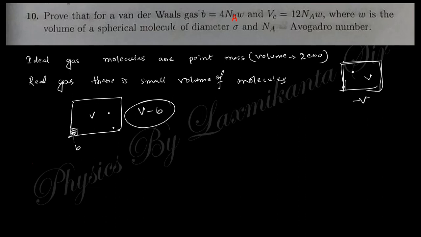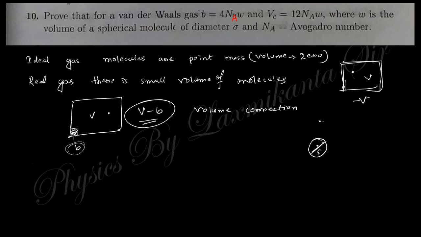So that's why in this expression, the volume correction expression, we write down V minus b. So we need to find out this b value, that's the volume where the molecule cannot go through this region. How can we find it? Suppose this is a molecule whose diameter is taken as sigma.